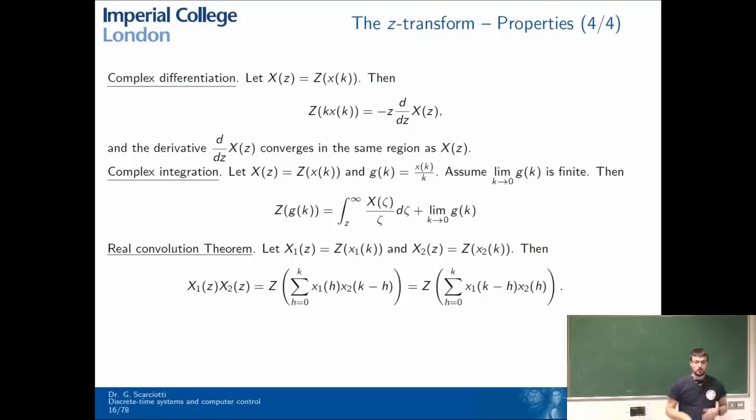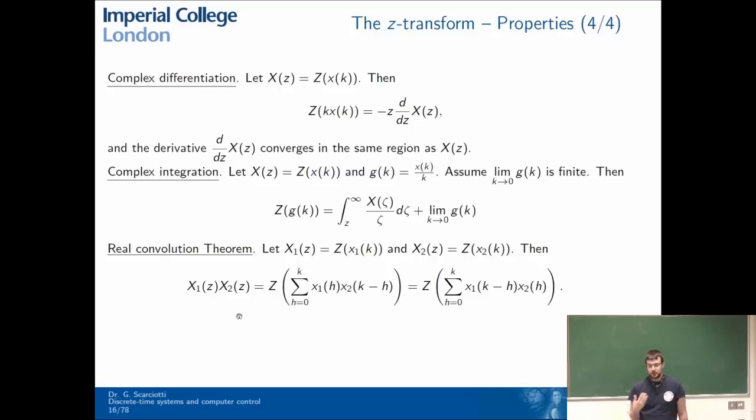However, when you compute the Laplace transform of that convolution integral, that becomes just the multiplication of the Laplace transform of the exponential times the Laplace transform of the input. Here we have a very similar property. When we have the convolution sum, an expression like this, then the z transform of the convolution sum is actually equal to the product of the two single z transforms.